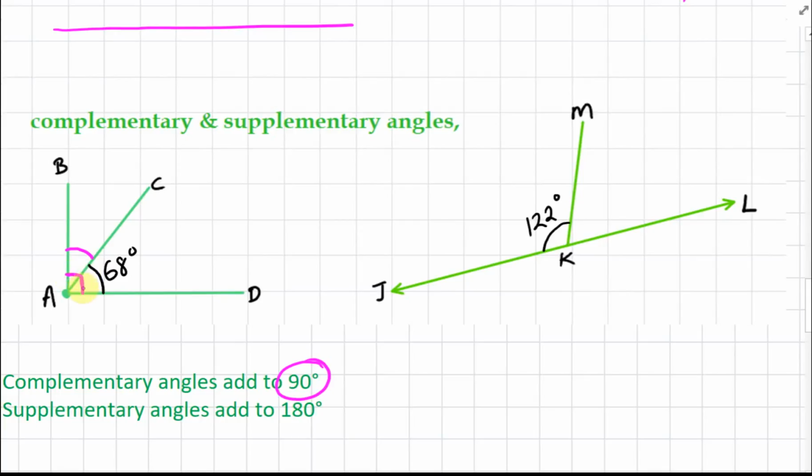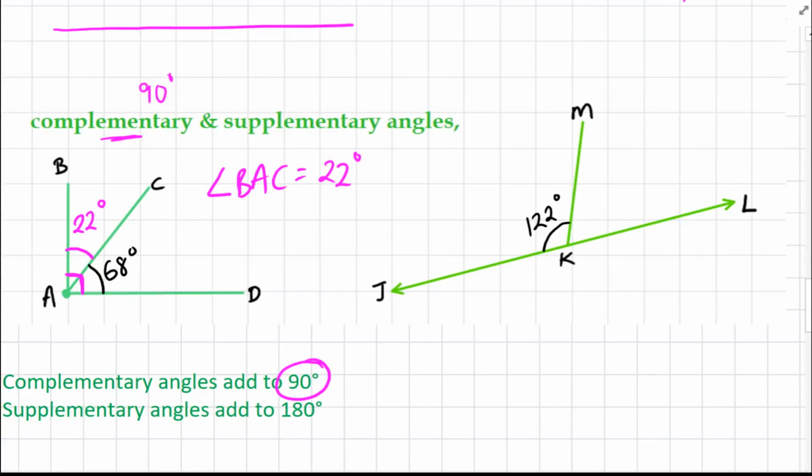So we put that sign in there to indicate a right angle or 90 degree angle. So this angle here must be 68 plus what will give me 90 degrees. So that would be 22 degrees there. So if I was to name that angle, it'd be angle BAC, and that's equal to 22 degrees. So complementary, add to 90 degrees.